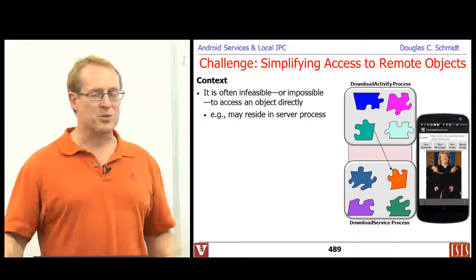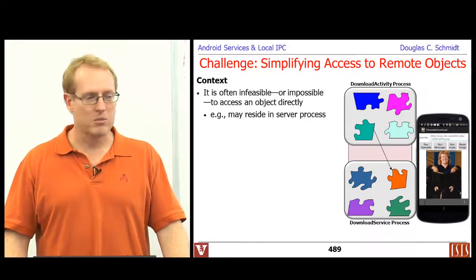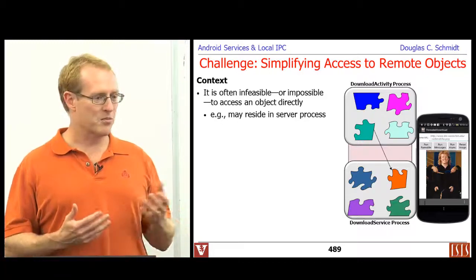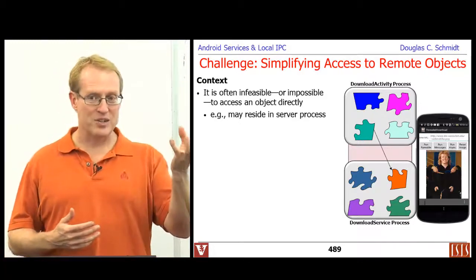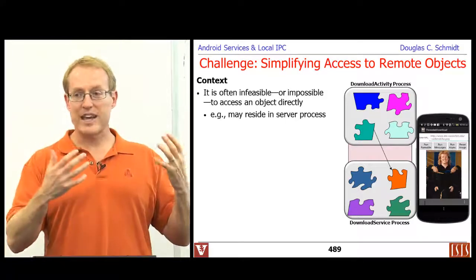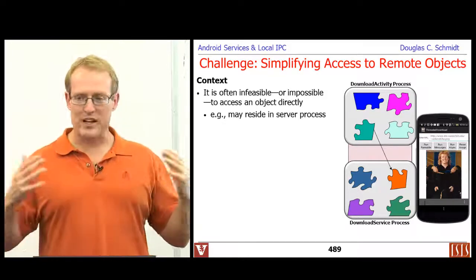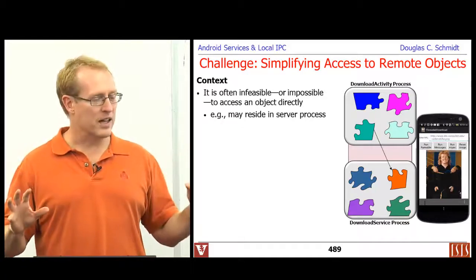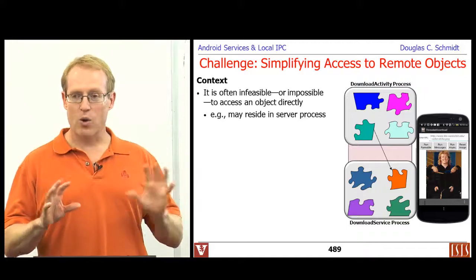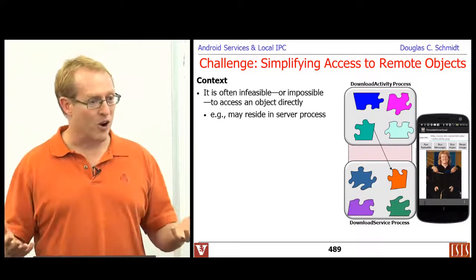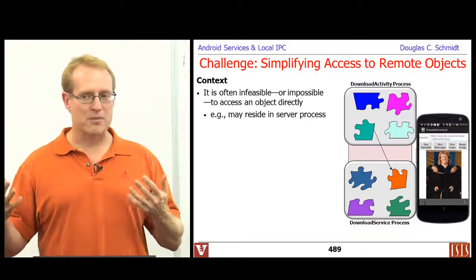So what's the context? Well, the context is, in most environments where you have to cross address spaces, it's not really feasible to access the internal details of an object directly. If it's in a server process, you just can't get to it from the client. You're separated by an abstraction boundary that could be a logical boundary, like you might have with, say, Java, or it might actually be a physical boundary, which is protected by the hardware, where you have things running in separate processes.